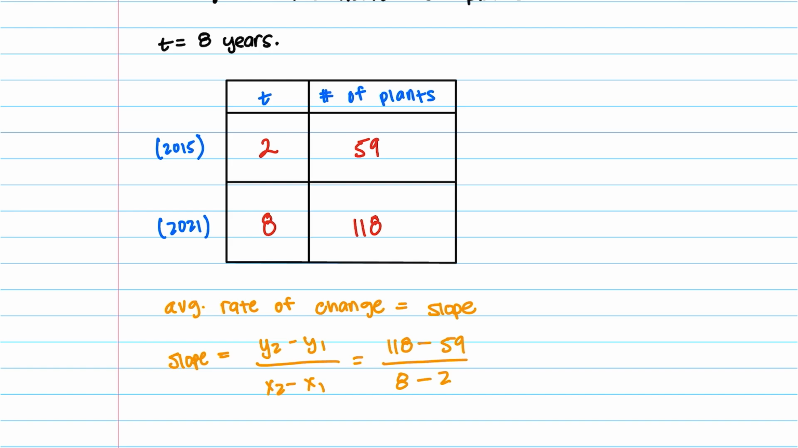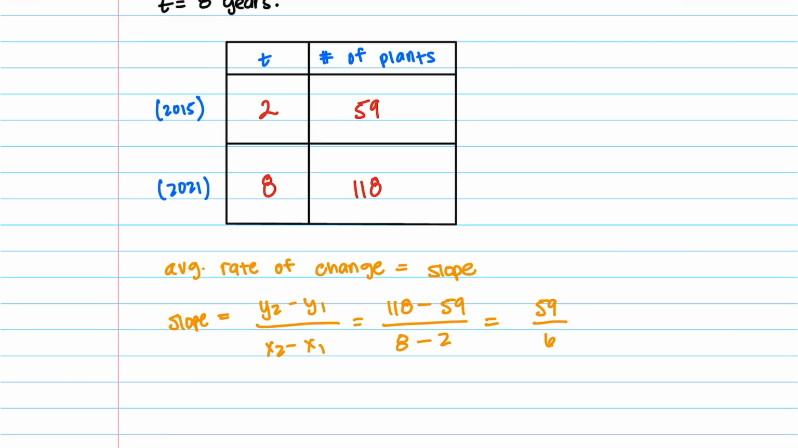And so simplifying this, we'll get 118 minus 59, which is 59, and 8 minus 2 is 6. And using a calculator to approximate this value, we'll get that the average rate of change is equal to 9.83. And so what this number means is that there is an average rate of growth of 9.83 more plants per year.